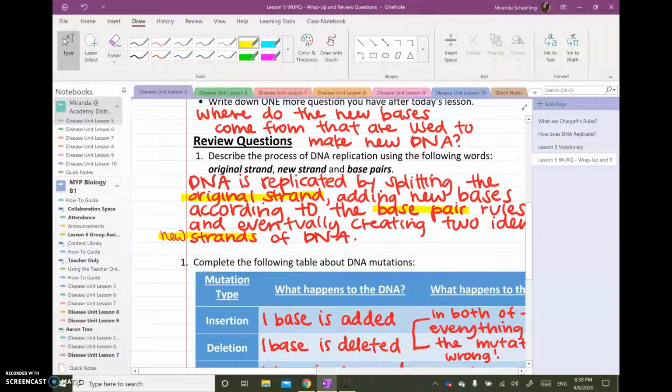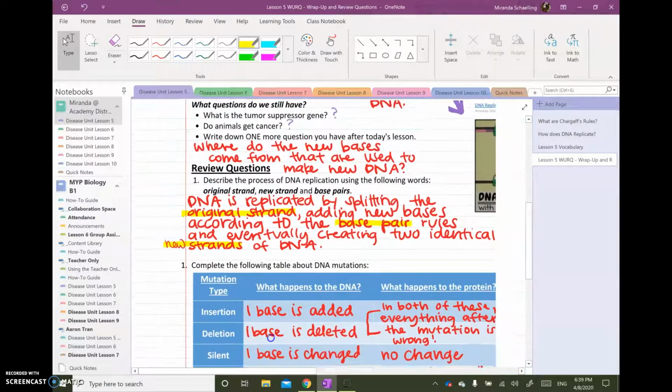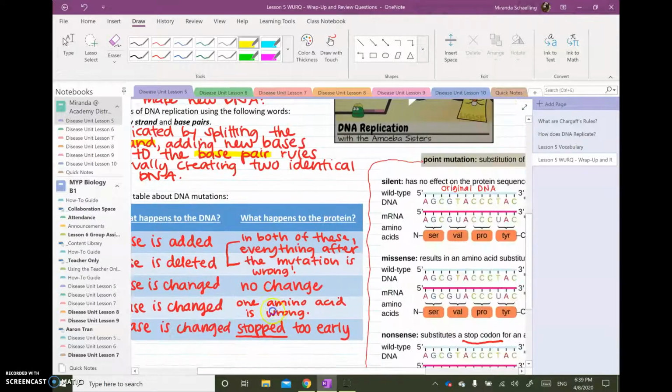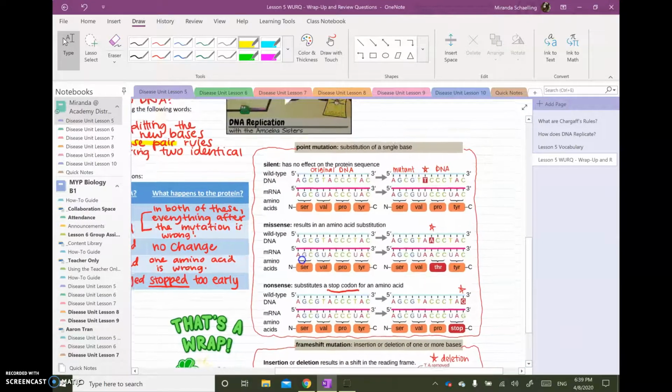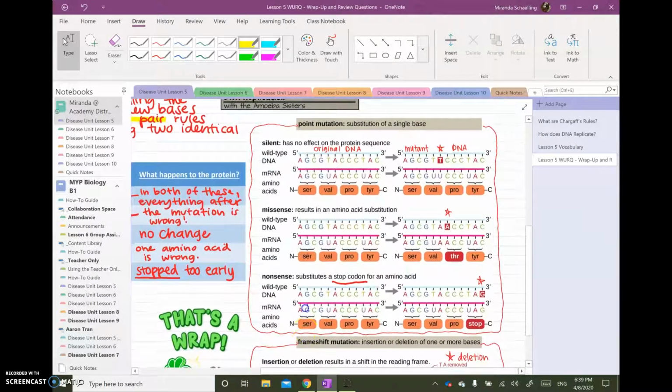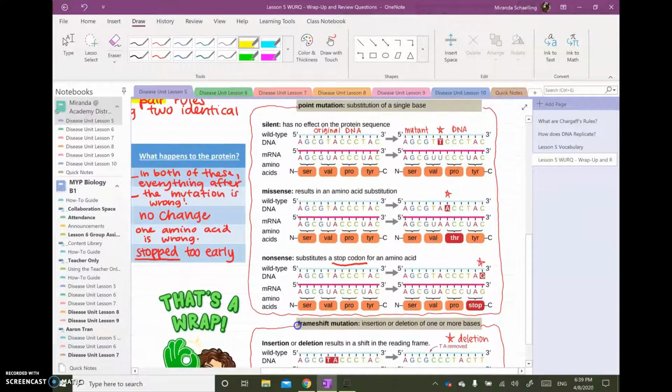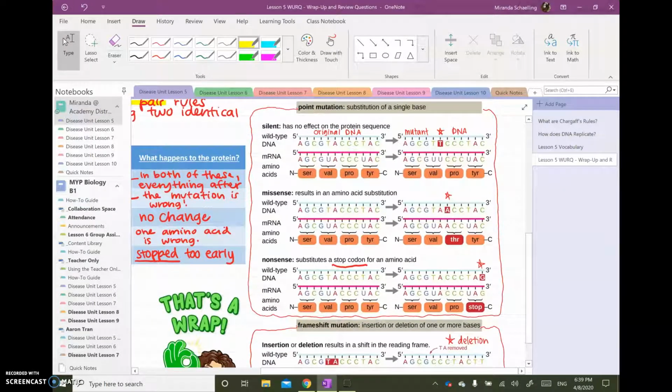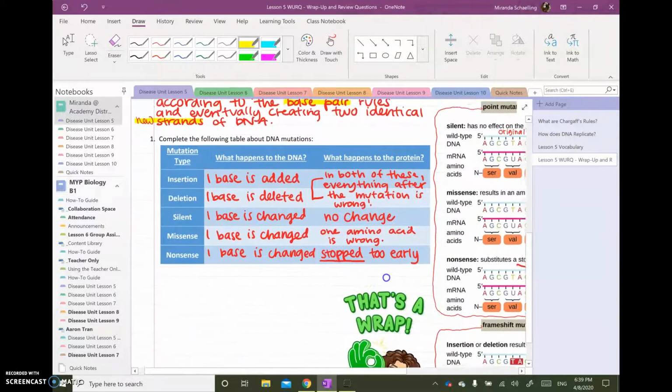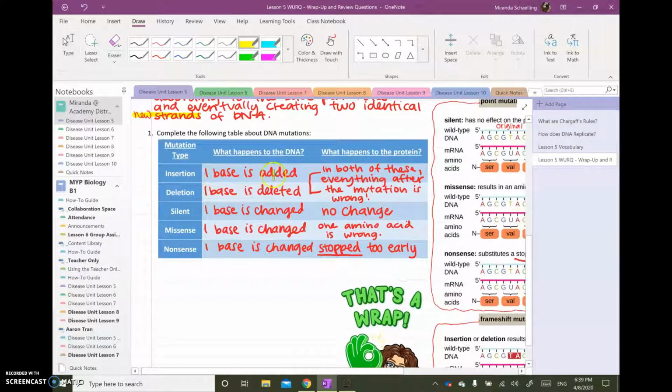Perfect. Okay, and then I want to complete the table about DNA mutations. I also put this diagram over here for you guys because I know that you probably don't still have your stuff from our last unit when we talked about mutations. So I put that over here to help you guys with this. Okay, so insertion, we know one base is added. Deletion, one base is deleted. Silent, missense, and nonsense, all three of these just have one base that's changed.